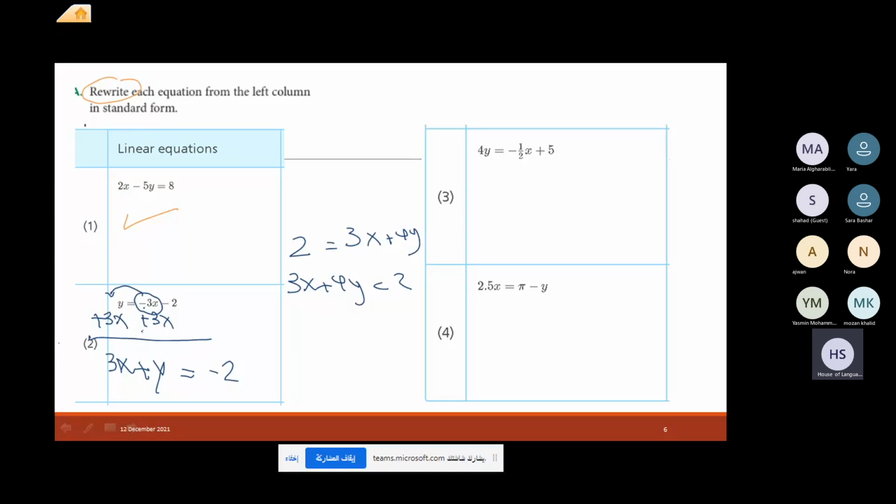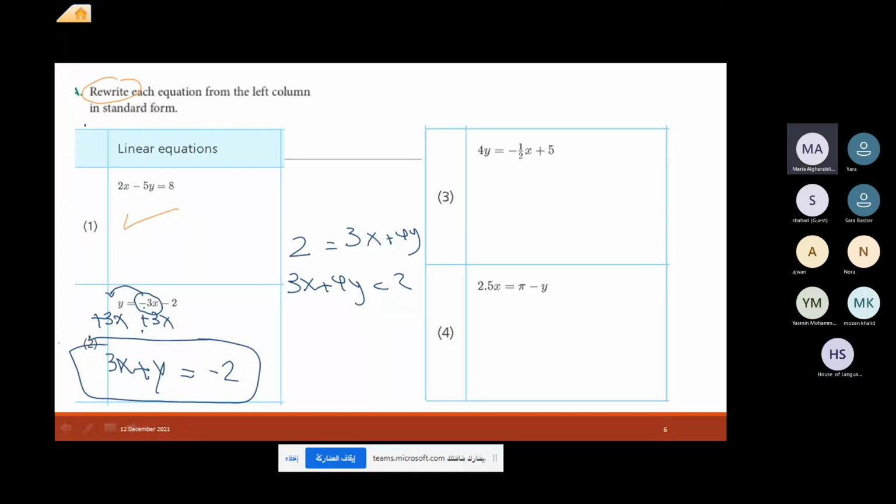Okay, if 2 is here, you have to move it to the other side, you have to arrange it. You have to write it as x, y, constant. X plus y equals constant. You have to write it like this. Yes, exactly. So now, in this way, I write it in the standard form.